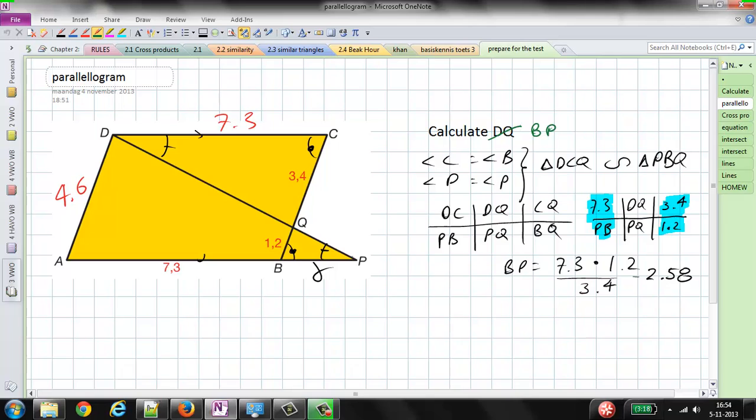So first analyze. Part of the analysis, which I didn't have in the starting question, is to fill in the numbers that you know. So this is 7.3. This part of the parallelogram is 1.2 plus 3.4, so this is going to be 4.6. So we know quite a bit.